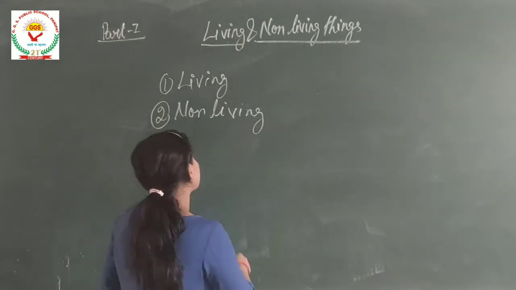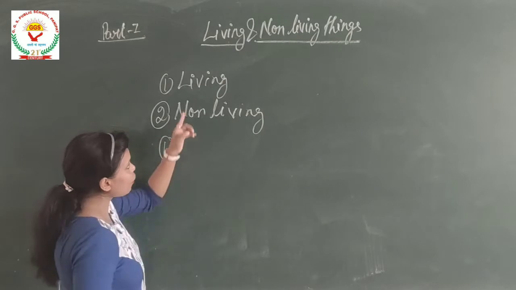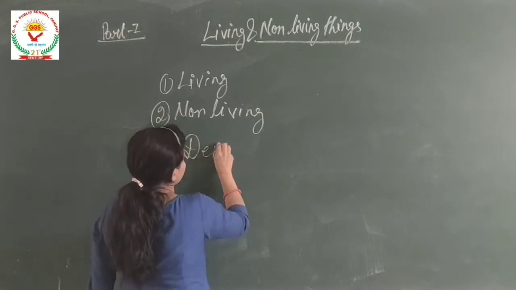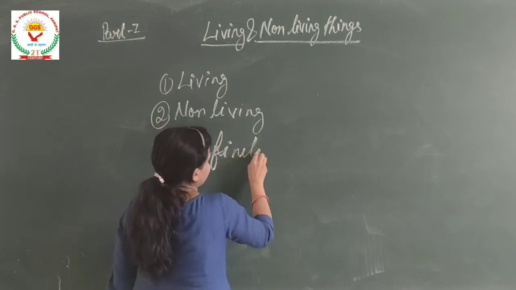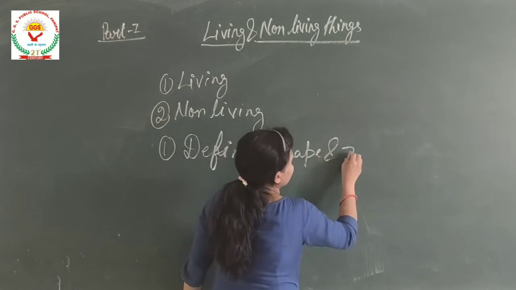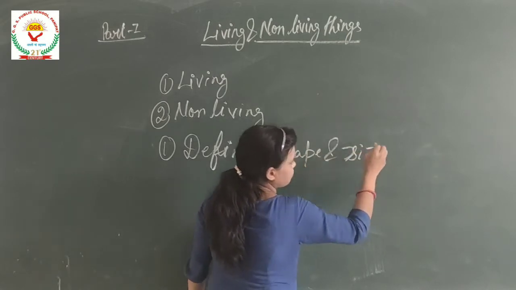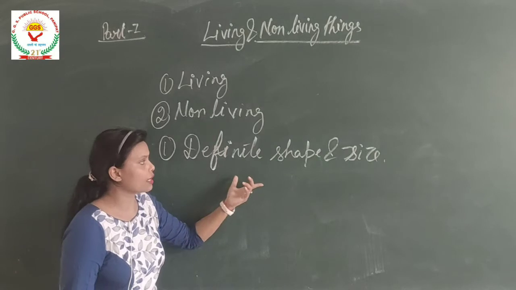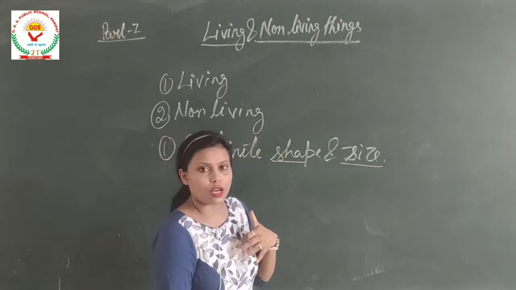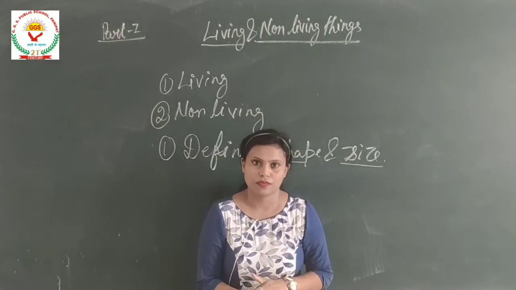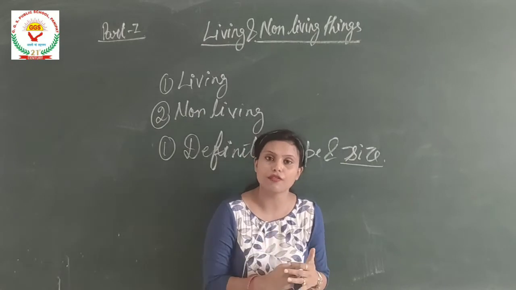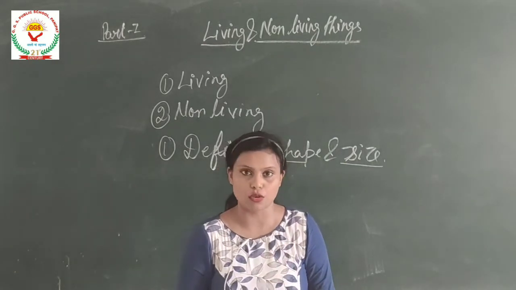So first characteristic of the living organisms is they have definite shape and size. All the living organisms have definite shape and size. If we talk about human and fish, they look same? No, they look different and they have a definite shape and the other organs also.